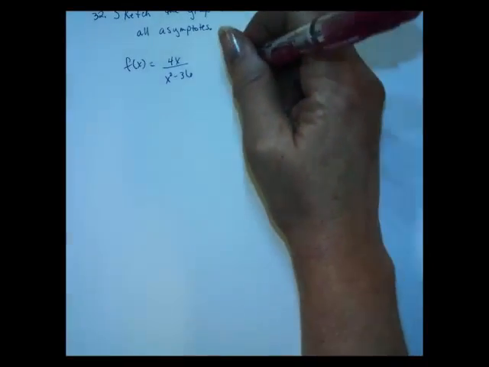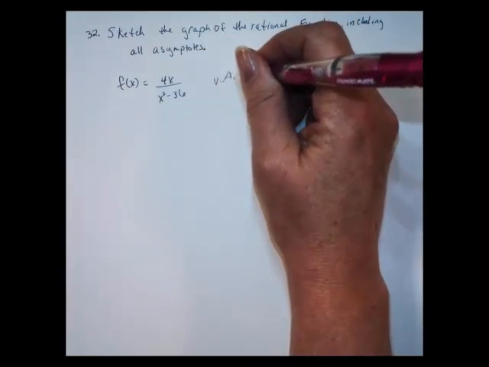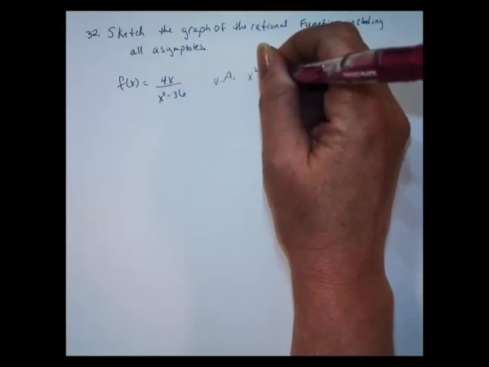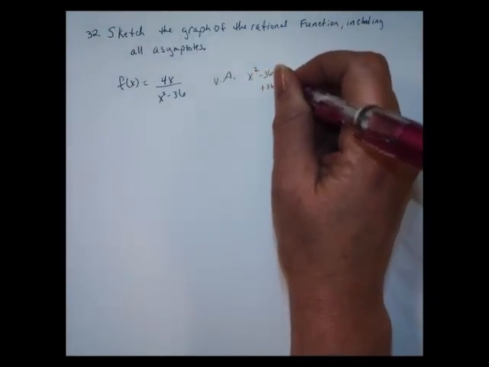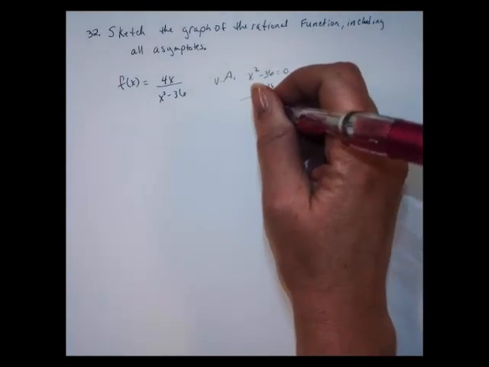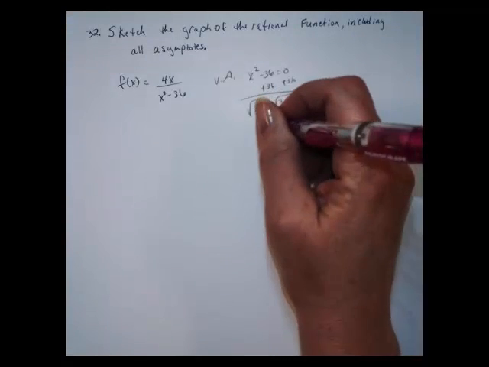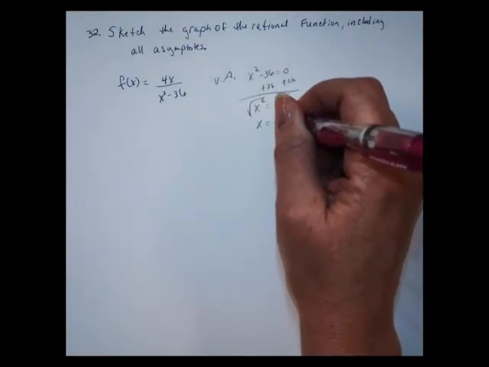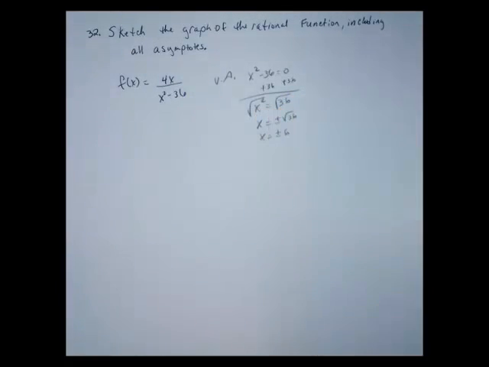So our vertical asymptote is going to take our denominator, x squared minus 36, set it equal to 0, and we'll add our 36 over. So we'll get x squared is equal to 36. Taking the square root of both sides, we get x equal to plus or minus the square root of 36, so x equals plus or minus 6.